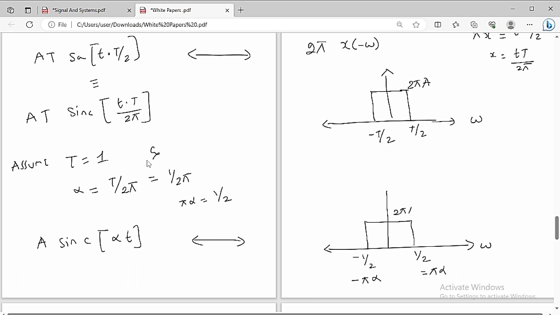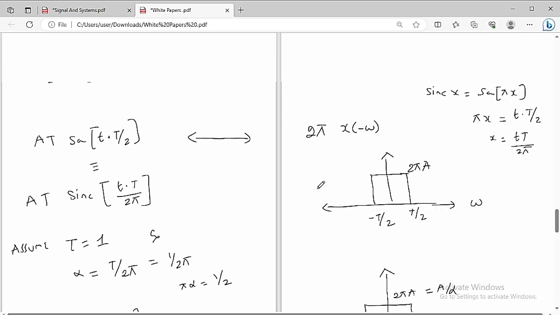2 pi a I can write like this, a by alpha. Why is it like this? Because 2 pi is equal to 1 by alpha. Alpha is 1 by 2 pi, so 2 pi is 1 by alpha, and I can write a by alpha. So for a into sin of alpha t, what is the Fourier transform? It is a by alpha, with a here at minus pi alpha and plus pi alpha. So this is what we are going to get, right?